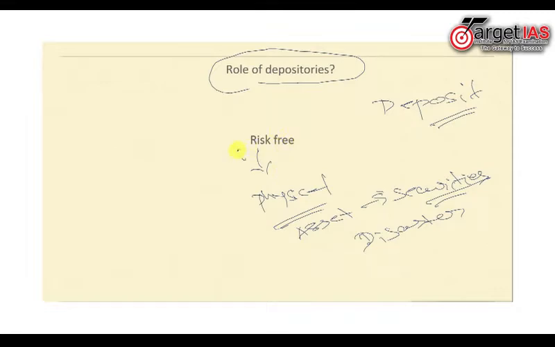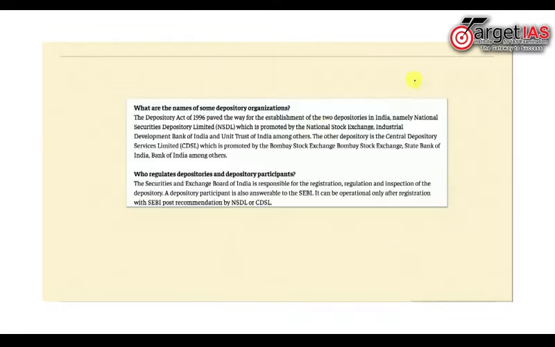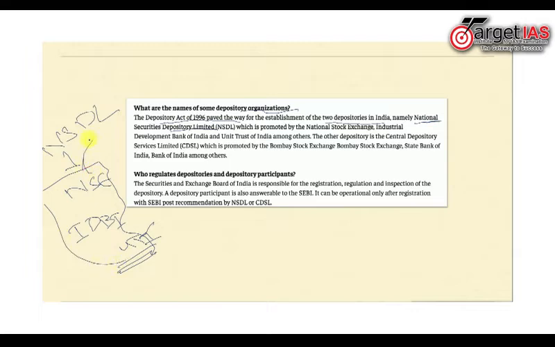So in order to reduce the risk of holding the physical asset, there is something called a depository where they maintain your securities. There are some of these depository organizations. The Depositories Act of 1996 has established 2 depositories in India, namely the National Securities Depository Limited (NSDL), which is of the National Stock Exchange, as well as IDBI and UTI, First Mutual Fund. So these are the institutions who established the Depository Limited.